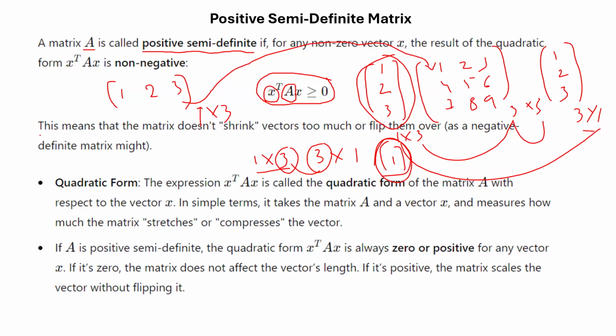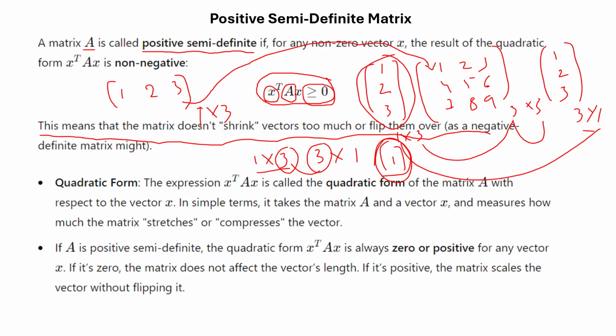What this means is that the matrix doesn't shrink vectors too much or flip them over as a negative definite matrix does. So a positive semi-definite matrix, when it is multiplied with any vector, when it is transformed, will not shrink the vector so much. What does the transformation basically do? It will rotate or shrink, right? So when it is a positive semi-definite matrix, it doesn't shrink the vectors too much or flip them over as a negative one, because it is always greater than or equal to 0.